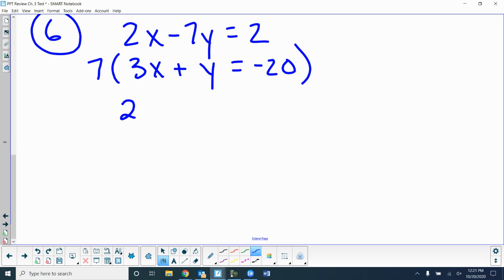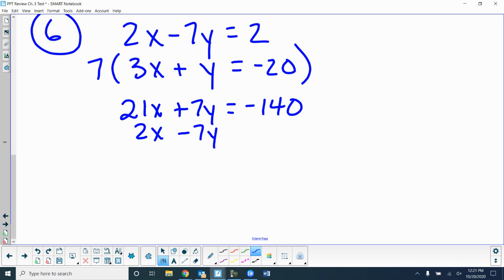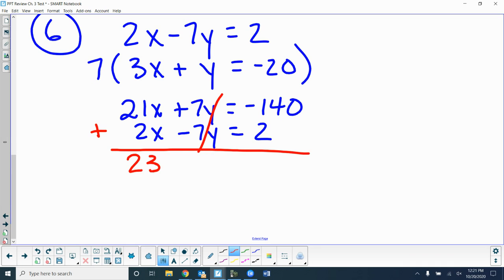So we got 21x plus 7y equals -140. And then I'm just going to bring that 2x from the top, put it right underneath. So I'm looking at my signs. One's positive, one's negative, so I'm going to add to eliminate those. So that's a 23x and a -138 again. So we just had that one, didn't we? -6 for x.